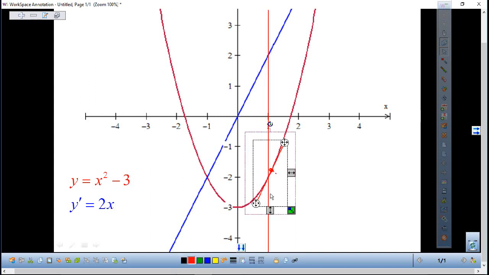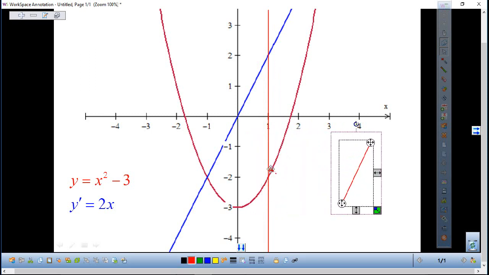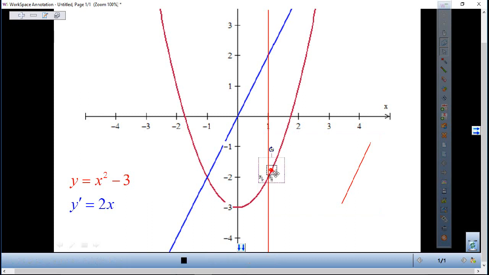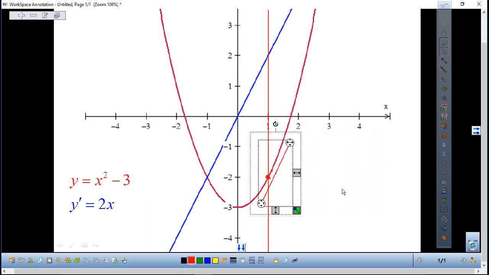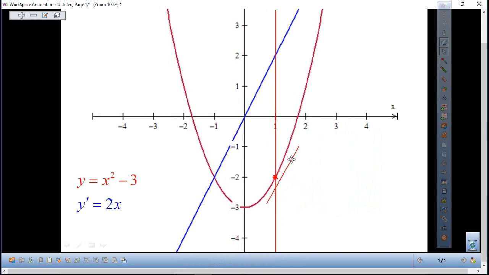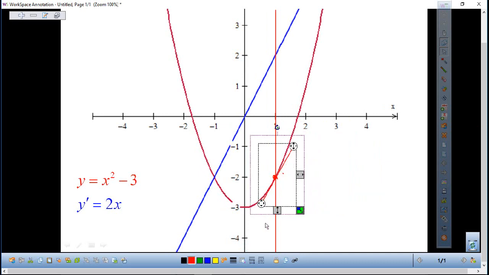Let's move that line out of the way for just a second, and I'm going to move this point down. All right, so we'll say right there. Then we can bring the line back in here. I might have to adjust it a little more. All right, so there it is.